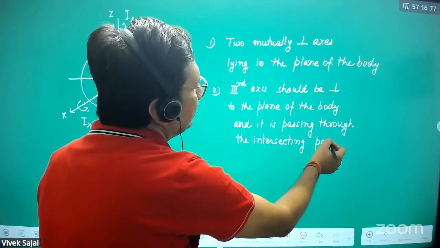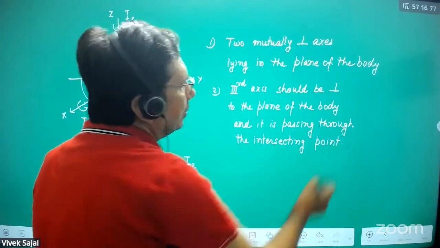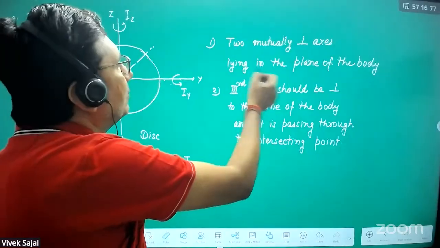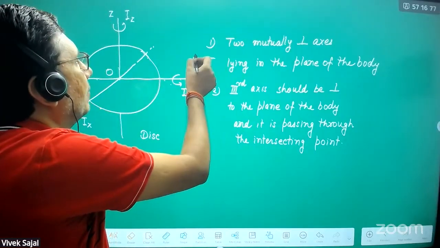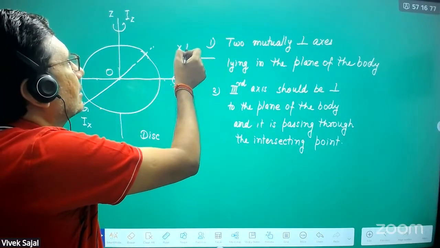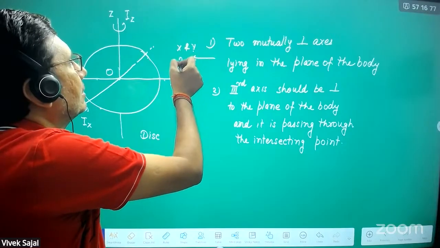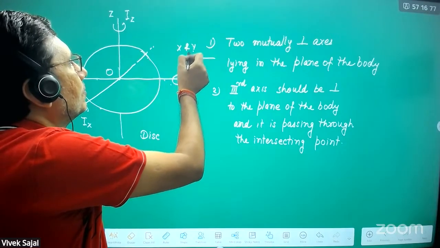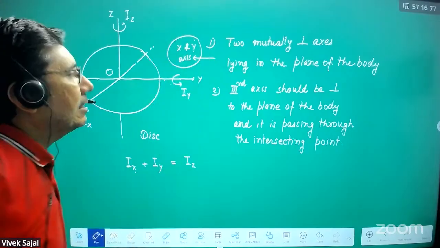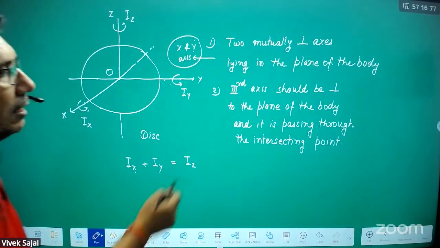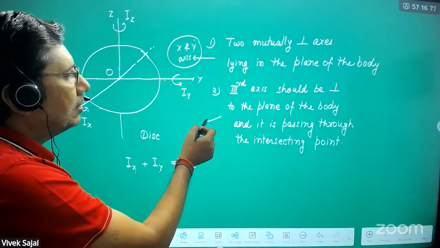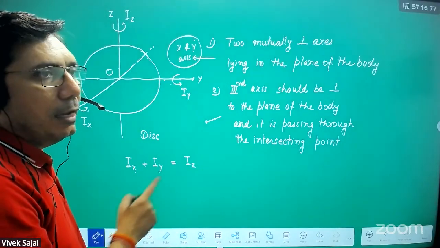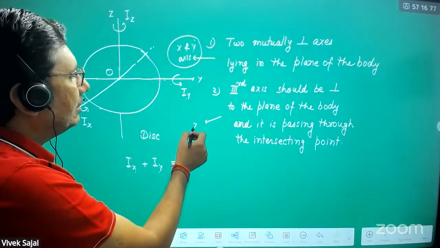So three axes you are going to choose. Here, in this example, I have taken x and y axes. So x and y axes are like this. And the third axis, which passes through the intersecting point O and is perpendicular to the plane, is the z-axis.